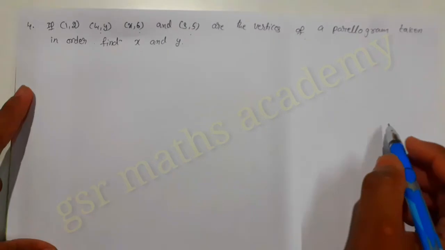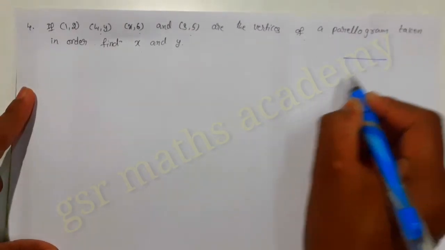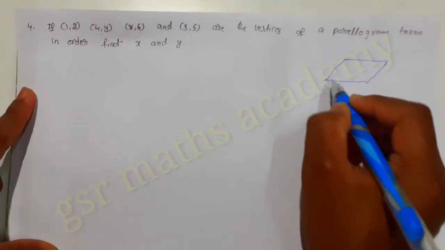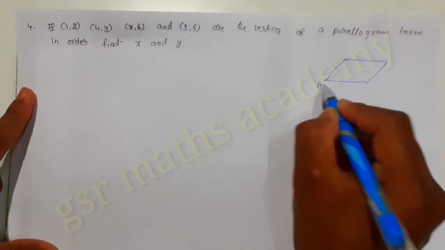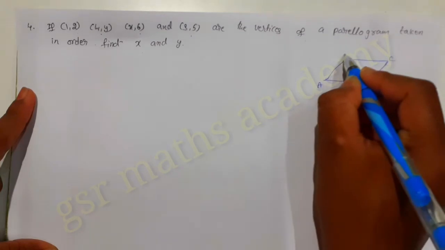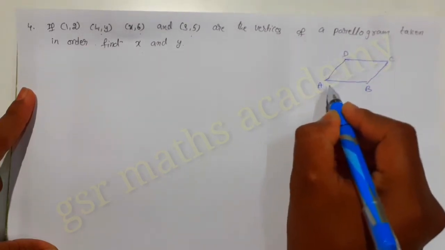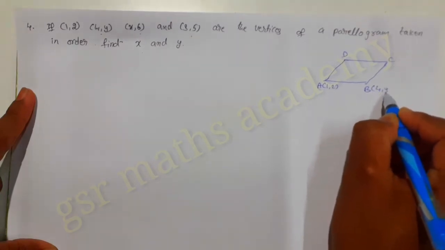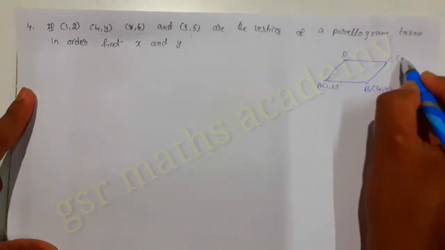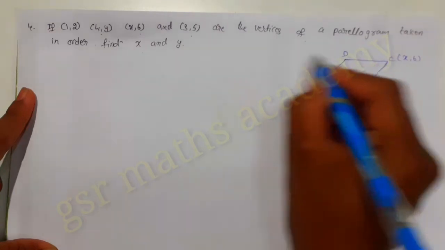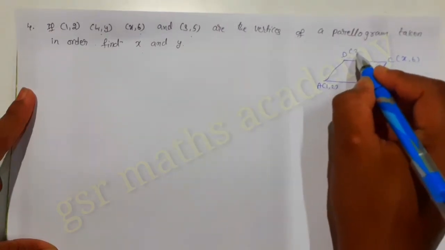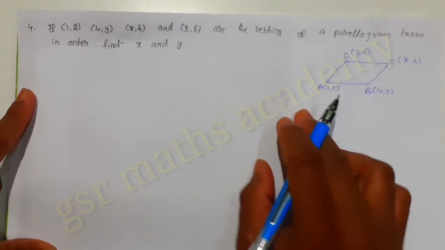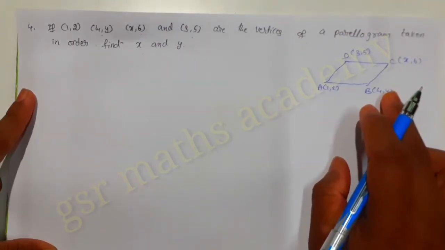So if you take a parallelogram ABCD, let us take the first point as A, the second point B as (4, y), the third point C as (x, 6), and the fourth point D as (3, 5). Now in this parallelogram we need to find the x value and y value.